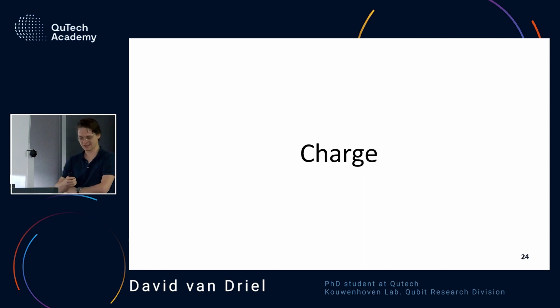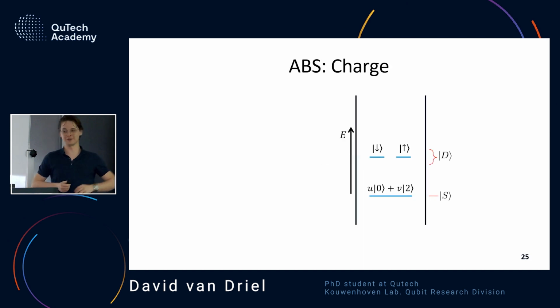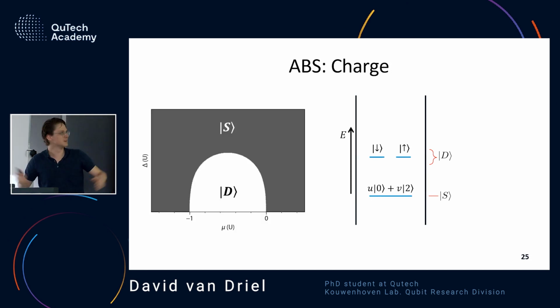Charge? Yes, okay, charge. Let's go back to our favorite levels. So singlet, doublet, and now let's look at something which is very important in all ABS language, which is the dome. And the dome tells you the ground state and the parity of the ground state. So on the x-axis, you have the chemical potential of the Andreev bound state. Y-axis, you have the pairing strength, let's say.